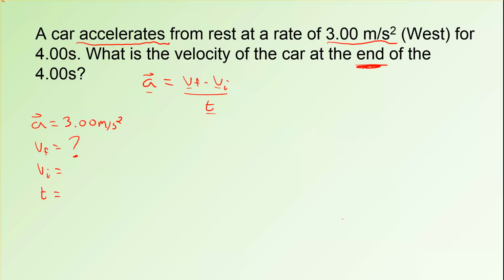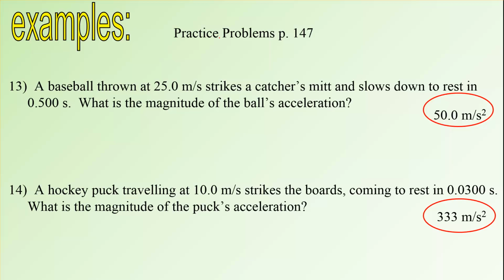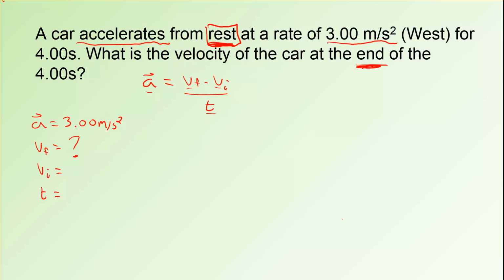Our Vi, again, like last question, we don't have a number, but it does say that it's starting from rest. This should set off alarms as soon as you see the word rest. It is telling you that it's starting at 0 meters per second. So velocity is 0 meters per second. Our time, this is an easier one for people to recognize because we measure time in seconds. As soon as you see that S, you know that that's your time: 4.00 seconds. Now what we want is Vf on its own, our final velocity, because that's what we're looking for.